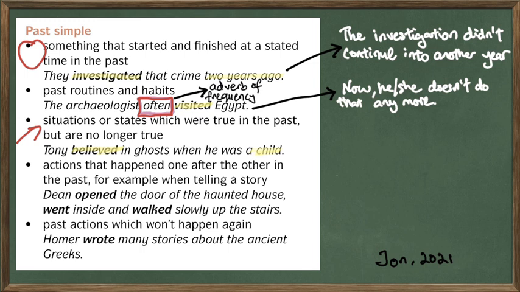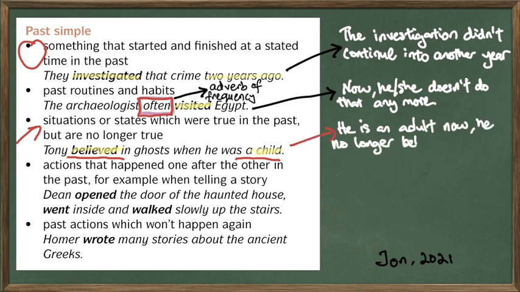Now let's go on to the third one. We use it for situations or states which were true in the past but are no longer true. What does that mean? It could mean that a few years back maybe you believed in something but now you no longer believe in that thing. For example, Tony believed in ghosts when he was a child. So when he was a child, probably Tony is already an adult now, so he no longer believes that there are ghosts existing.